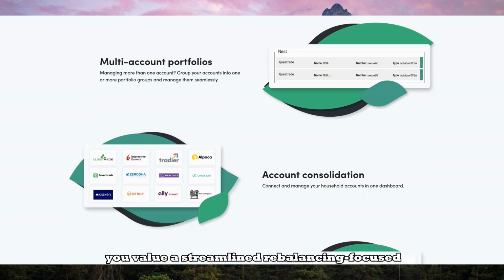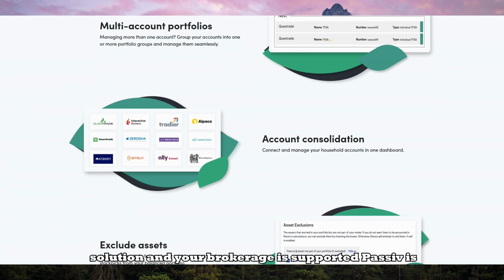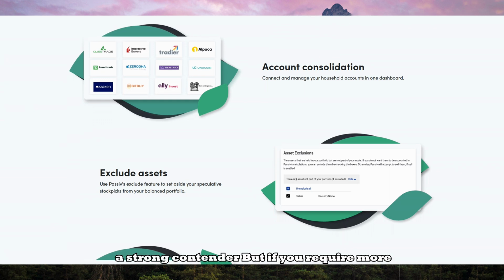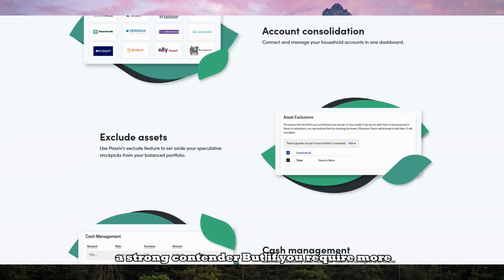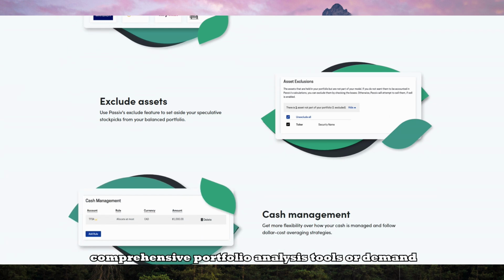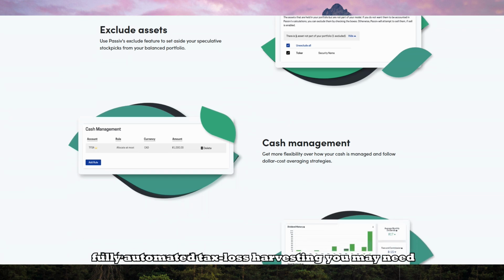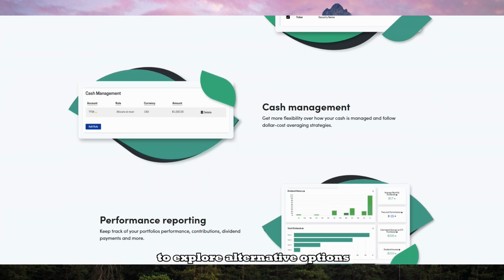If you value a streamlined, rebalancing-focused solution and your brokerage is supported, Passiv is a strong contender. But if you require more comprehensive portfolio analysis tools or demand fully automated tax loss harvesting, you may need to explore alternative options.